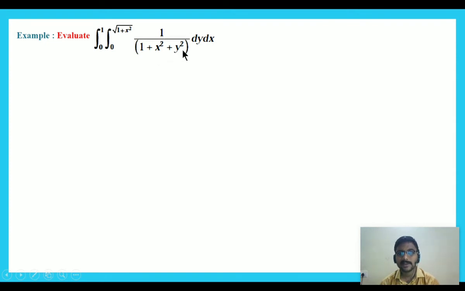Another problem. Evaluate integral 0 to 1, integral 0 to root of 1 plus x square, 1 by 1 plus x square plus y square dy dx. So order is here. Apply integration first with respect to y and then x.